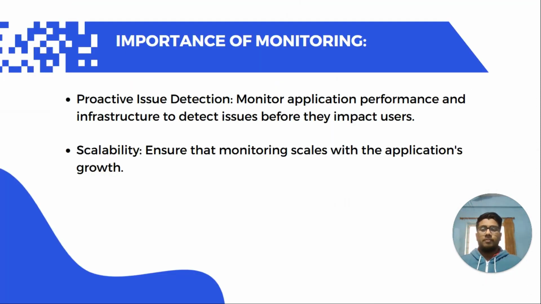Next is monitoring and logging. Why is it necessary? What is the importance of it? Proactive issue detection: monitors help us detect errors very effectively, so eventually we can solve those errors. And next is scalability, ensuring that monitoring scales with the application's growth. Today we have one user, and if tomorrow we have 1 lakh users, the volume of our application will change drastically. So how will we monitor that growth? That is the main thing from a monitoring perspective.